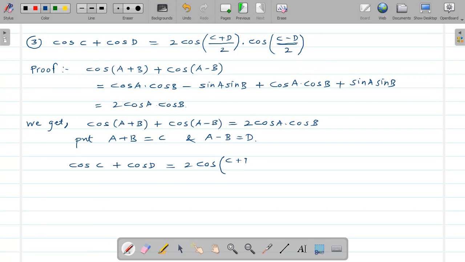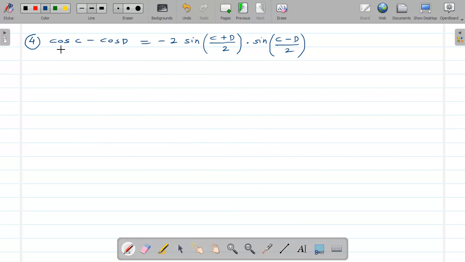Hence we get cos C plus cos D is equal to 2 times cos (C plus D) upon 2 into cos (C minus D) upon 2, because we get the value of A as (C plus D) upon 2 and B as (C minus D) upon 2. So this is the third formula, which is called the factorization formula. Now the next one is cos C minus cos D is equal to minus 2 times sin (C plus D) upon 2 into sin (C minus D) upon 2.